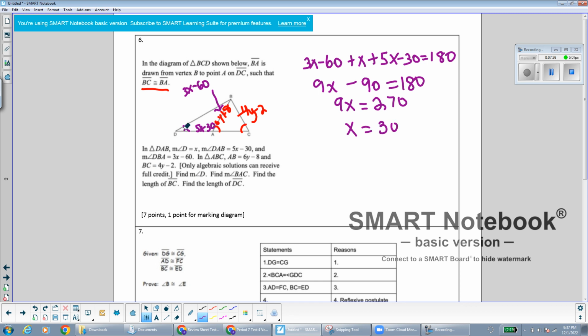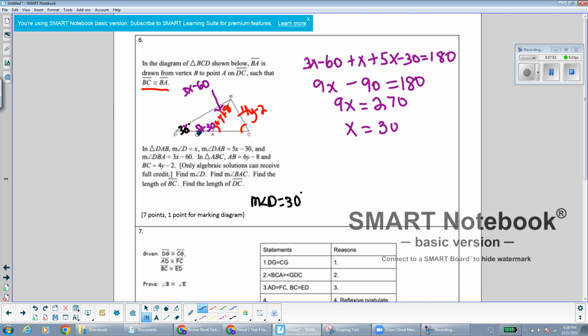So angle D is represented as x. So angle D is 30 degrees. So I'm going to write that here. Measure of angle D is 30 degrees. Next up is to find the measurement of angle BAC. So angle BAC is this angle right here. Let me find the rest of the angles in this triangle first because I can. Then I'll move over to this triangle and answer the questions.